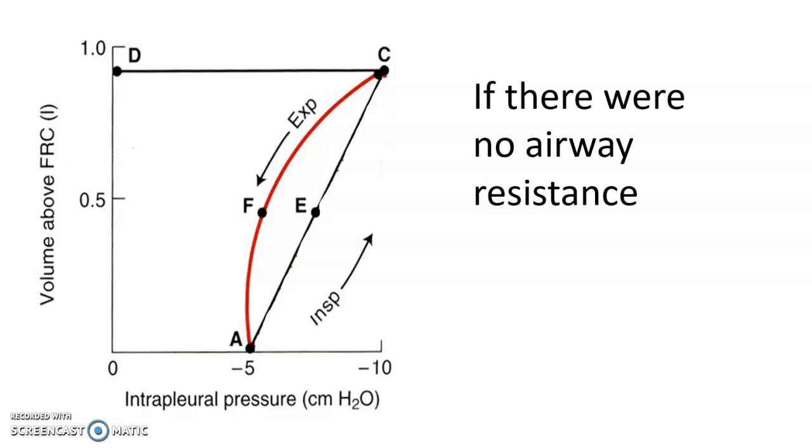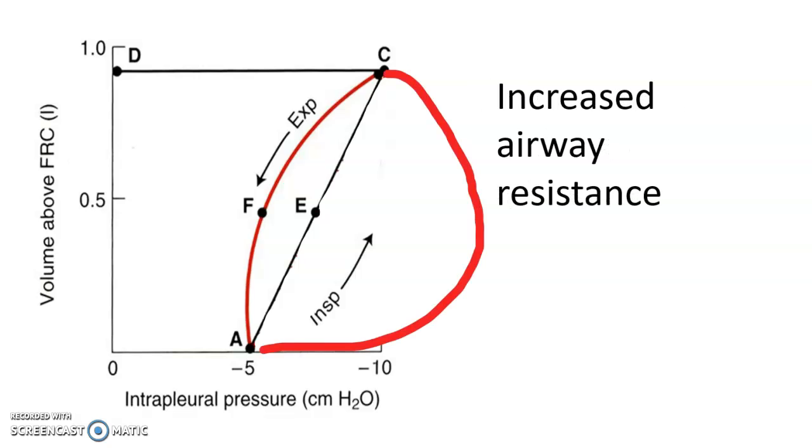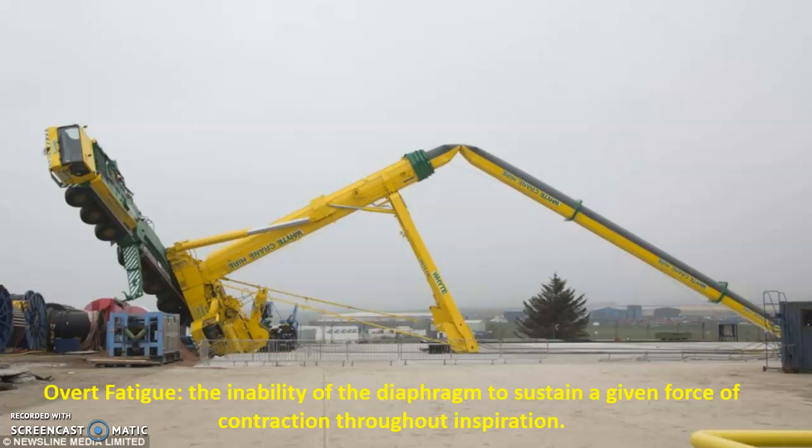Now in this graph, we see increased airway resistance. There can be a number of reasons for this, but the bottom line is that the diaphragm is being asked to do too much work. Although I said the diaphragm was well suited to its job, the load we're asking it to do is just too great. And that leads me to a term which is important: overt fatigue. Overt fatigue is defined as the inability of the diaphragm to sustain a given force of contraction throughout inspiration.